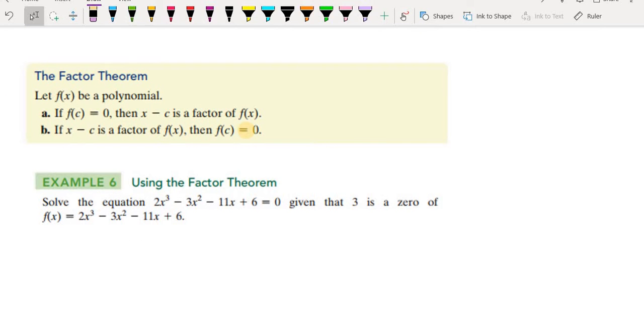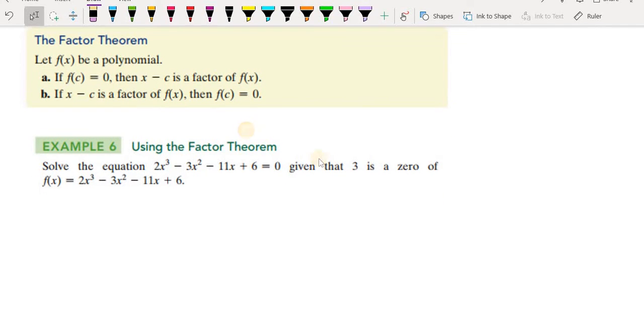The factor theorem: let f of x be a polynomial. A, if f of c equals 0, then x minus c is a factor of f of x. B, if x minus c is a factor of f of x, then f of c equals 0. Let's go ahead and see how we apply this factor theorem. Example 6: solve the equation 2x to the third power minus 3x squared minus 11x plus 6 equals 0, given that 3 is a 0 of f of x equal to 2x to the third power minus 3x squared minus 11x plus 6. So let's take a look.